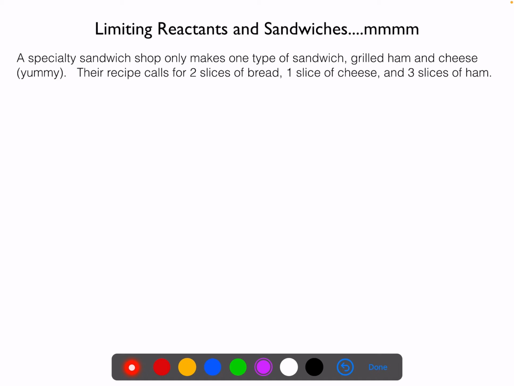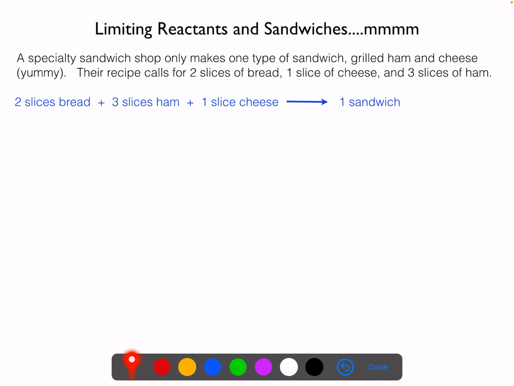Let's pretend we're working in a sandwich shop, and we're going to make some sandwiches. We have our specialty sandwich shop, and we only make one type of sandwich, a grilled ham and cheese. The recipe calls for 2 slices of bread, 1 slice of cheese, and 3 slices of ham. One way we could write that recipe is as a balanced chemical equation: 2 slices of bread plus 3 slices of ham plus 1 slice of cheese goes to 1 sandwich. We need all of this to make 1 sandwich.